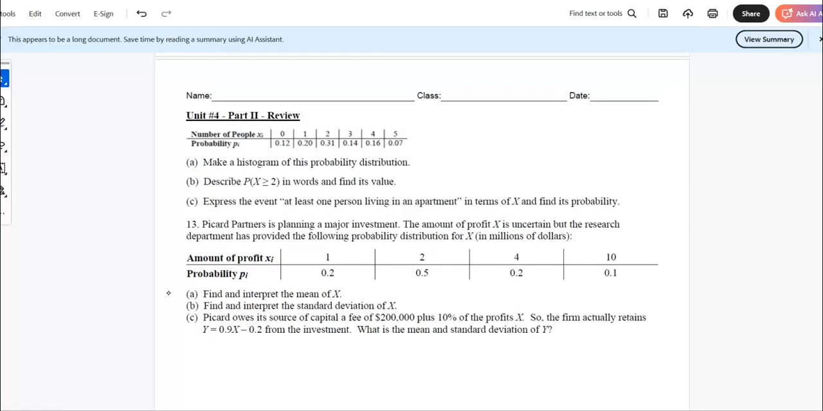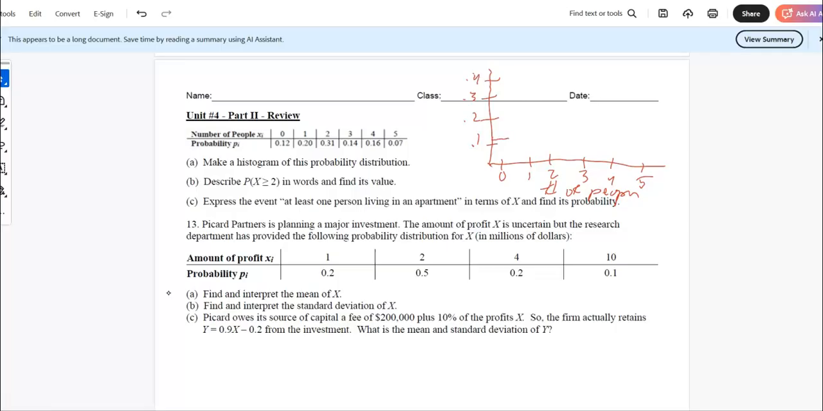So you're going to draw your histogram. Your numbers on the bottom will be 0, 1, 2, 3, 4, 5. What does that represent? The number of people. So you want to label that number of people. On the side, it looks like you need to go up to at least 0.3, so 0.1, 0.2, 0.3, maybe 0.4. You just draw your graph.